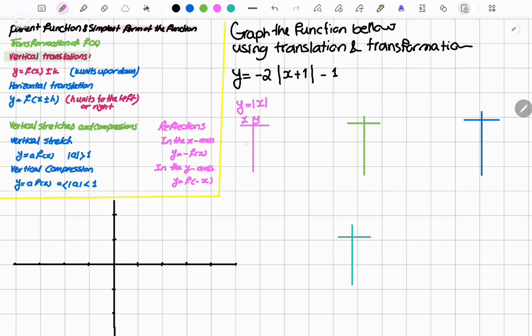I'm going to have the chart and I'm going to have the vertex, which is 0 and 0. Substitute something less, something more. The absolute value of -1 is 1 and the absolute value of 1 is 1. And I'm going to graph the parent function. So it's going to be this. That's going to be my parent function.